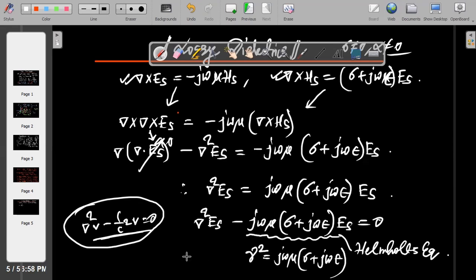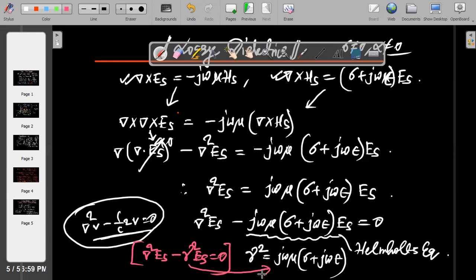Okay. This is nothing but your gamma square. The gamma is nothing but your propagation constant. Already I told. So how to replace with a generalized equation? How to write: del square E of S minus gamma square E of S is equal to 0, where your gamma square is nothing but this one.